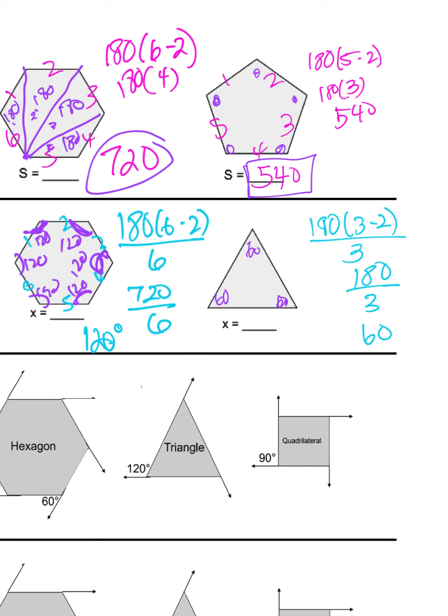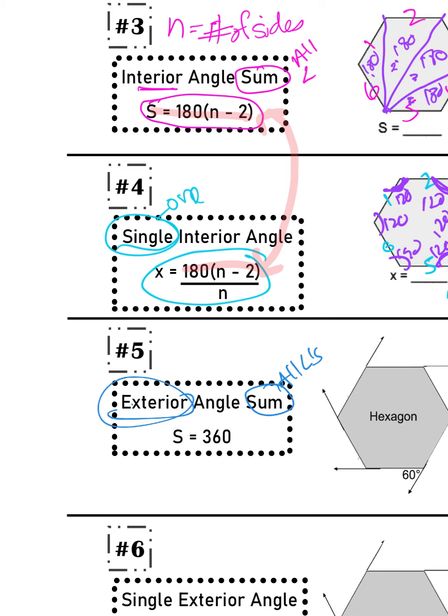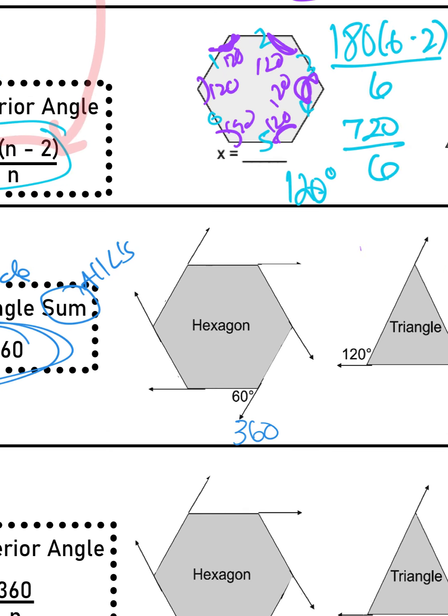Okay, so let's talk about the exterior angle sum. What does sum mean one more time? All angles on the outside. So if I'm looking at this one right here, what do you notice? They're always going to be what? 360. So this is 360 because when I add 60, 60, 60, 60, and 60, that gives me 360.